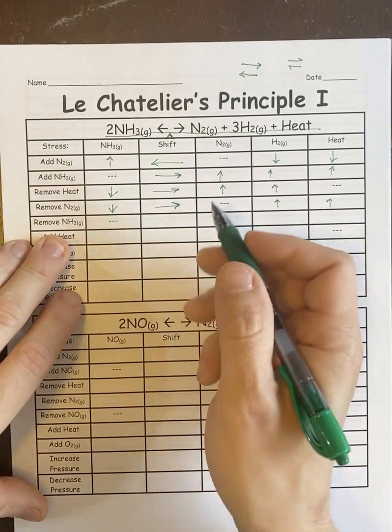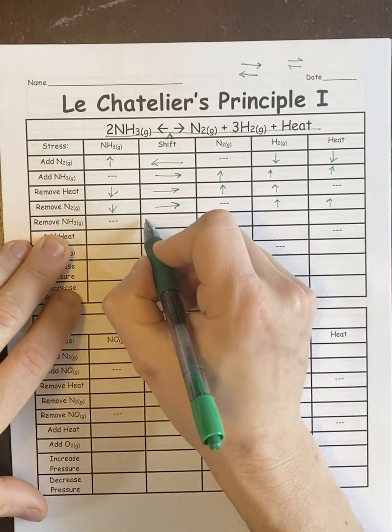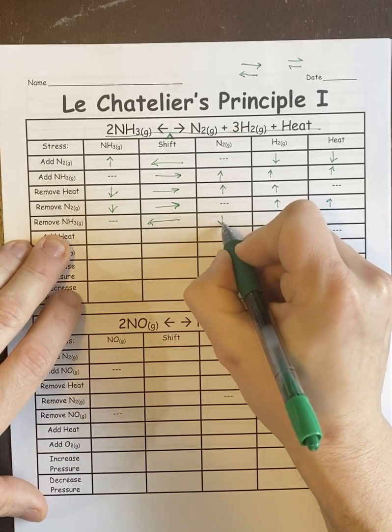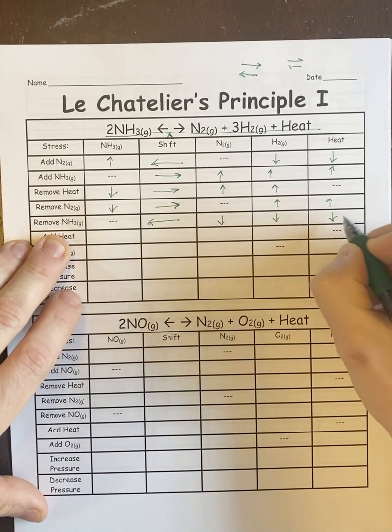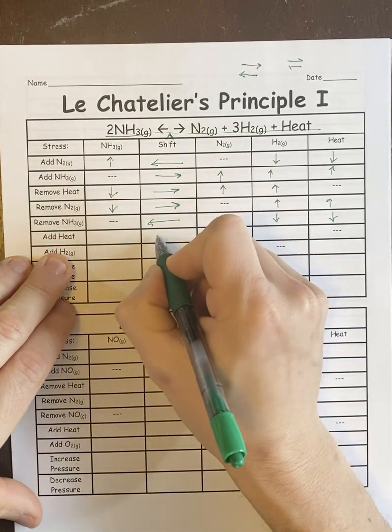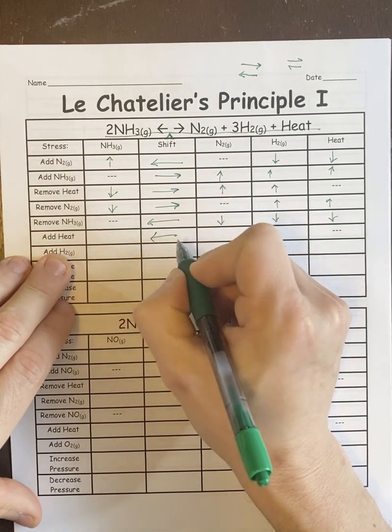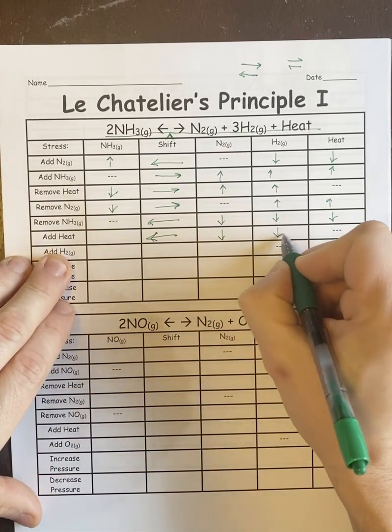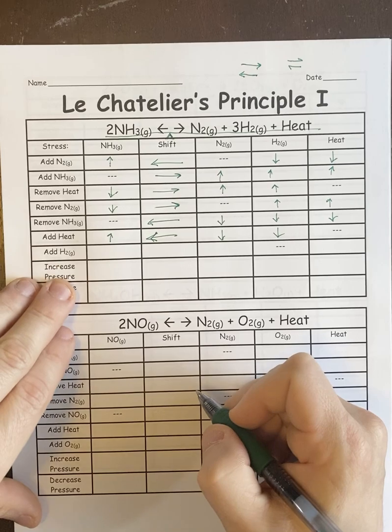Remove NH3. So if NH3 jumps off this seesaw, the left side is going to go up, so we're going to shift left, which means the right side is going to go down and the concentrations will decrease. Add heat makes the right heavier, so therefore the right goes down and the left goes up, so my shift is going to be that way. These will go down. This will increase.